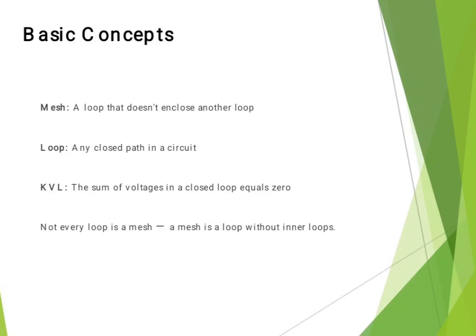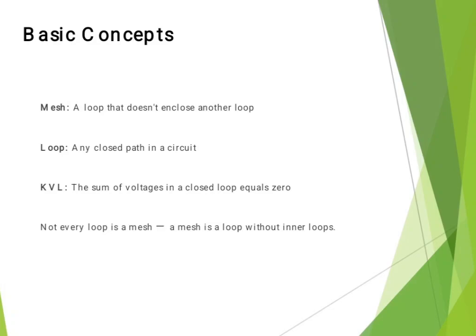So the basic concept we are using here is mesh. First, what is a mesh? A mesh is a loop that does not enclose any other loop. A loop is a closed circuit which does not contain any other loop. Loop means any closed path in a circuit.